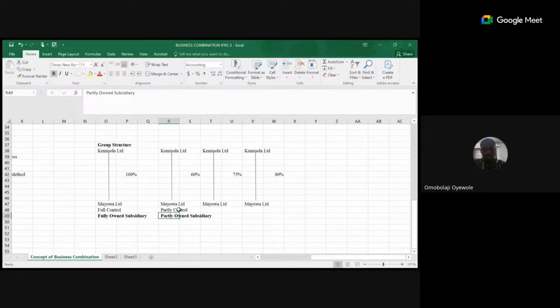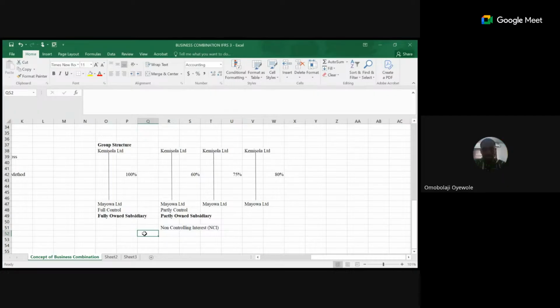So now, if you ask, where is the remaining 40%? Definitely, it is not with Mayowa. The remaining 40% is acquired by another entity. But that other entity that acquired the 40% does not have control. You get now? They don't have control. So those kind of entities are what we call non-controlling interest, which is in short NCI. Do you get now? Yeah.